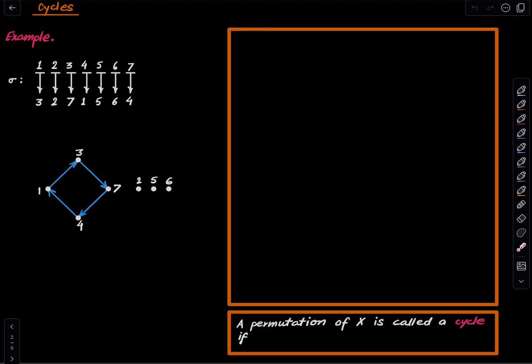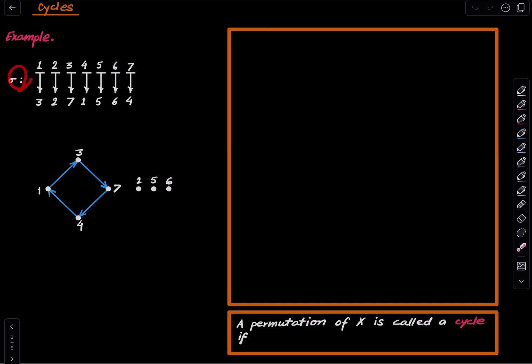What about the other elements? Well, 1 goes to 3, 3 goes to 7, 7 goes to 4, and 4 comes back to 1. So that is what we depict here. The digraph of sigma witnesses only one non-trivial cycle. All the other cycles are of length 1. Such a permutation itself is called a cycle. So there is this graph theoretic notion of cycle, and it gives us the notion of a cycle when we talk about a permutation.